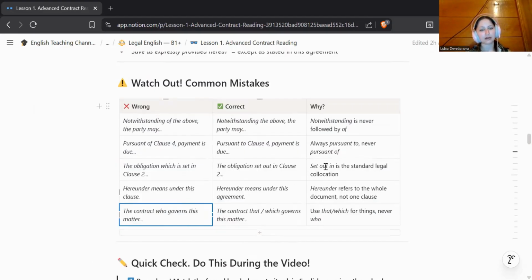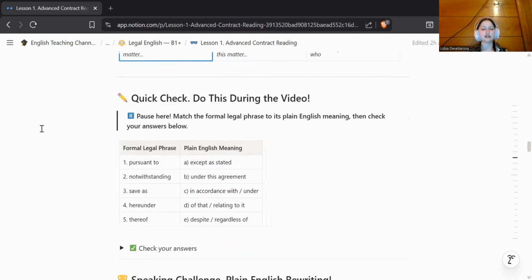Well, wonderful. So here is a little quick check that you can do during the video. I'm going to give it 20 seconds. You need to pause the video because I'm pretty sure you cannot complete this task in 20 seconds, let's be honest. And you need to match the formal legal phrase to its plain English meaning. And then we will check your answers. And I'm giving you 20 seconds starting now. And your time is almost over. Your time is up.